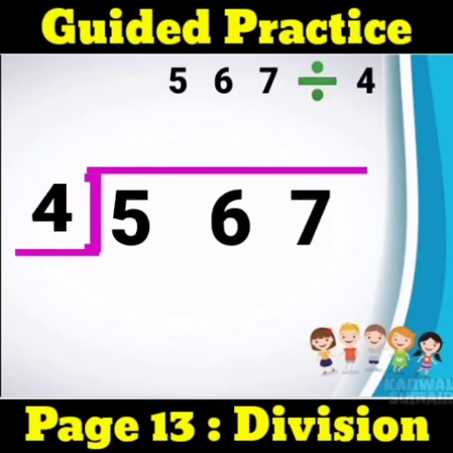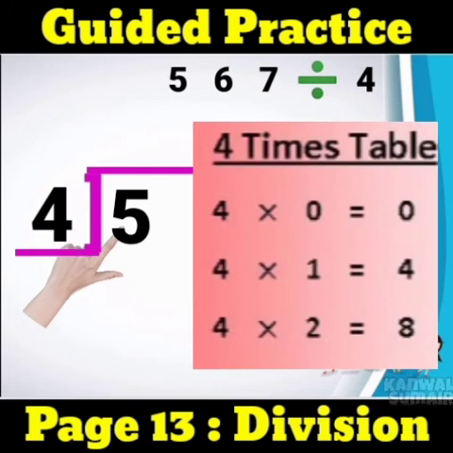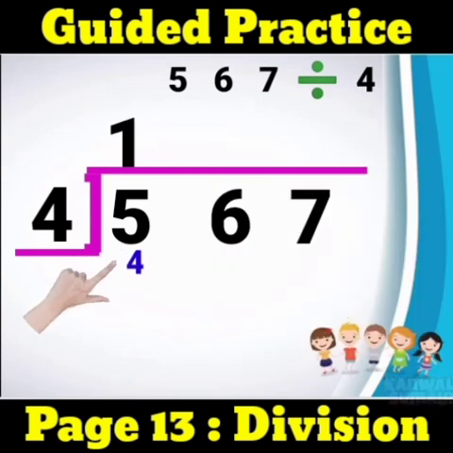567 divided by 4. Let's see, is it exactly divisible or will it have some remainder? In the 4 times table, 5 doesn't come, so the smaller number is 4. 4 times 1 is 4. 5 minus 4 is equal to 1. 1 will go with the next number.